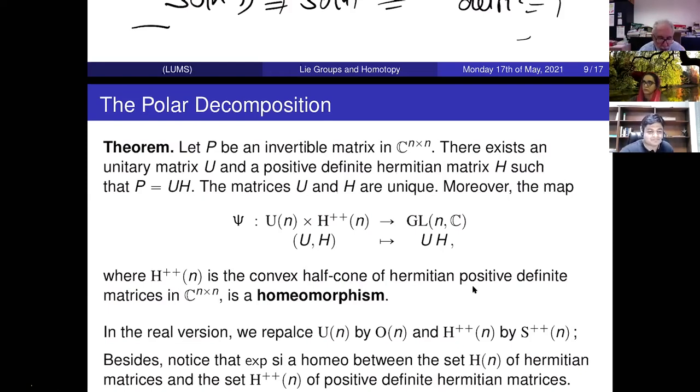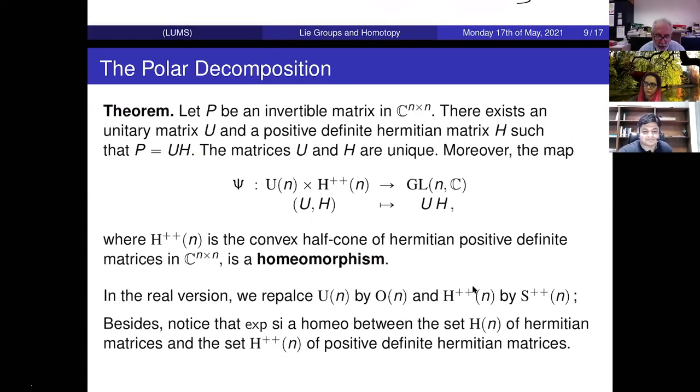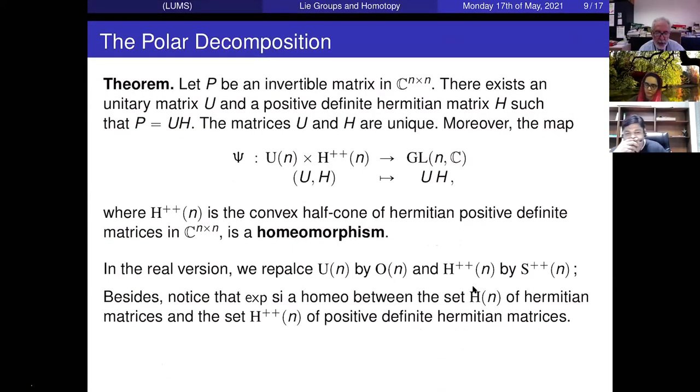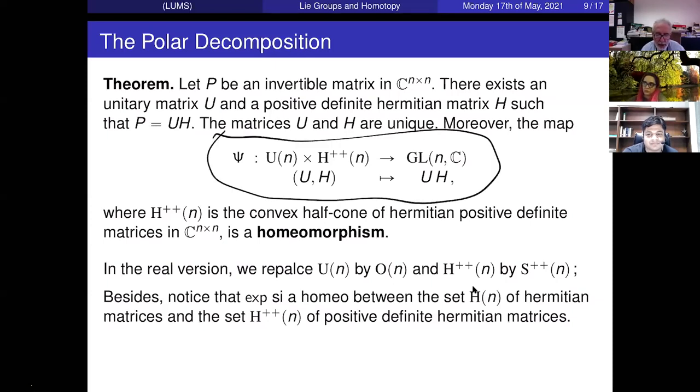Okay. So let us see this result, which is important by its own. Theorem, call it the polar decomposition. If we begin with an invertible matrix P, there exists a unitary matrix U and a positive definite Hermitian matrix H such that P equal to UH. The matrices U and H are unique. Moreover, the map which appears here, okay, UN times H plus.